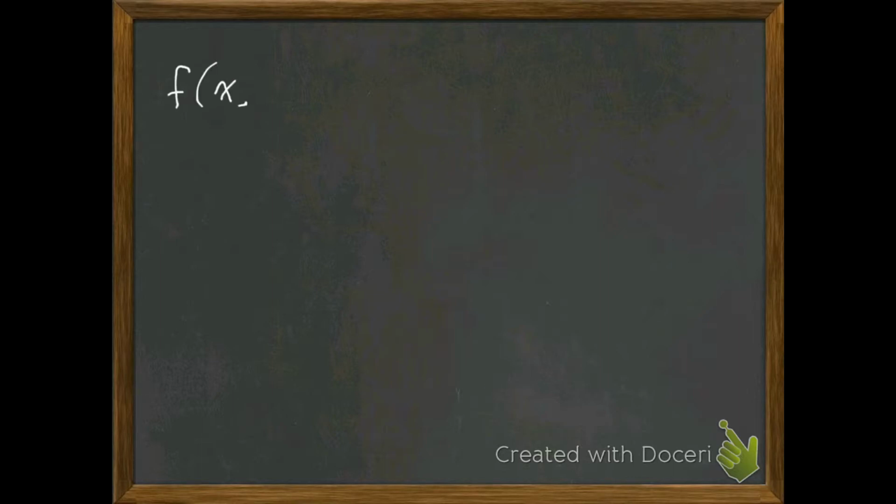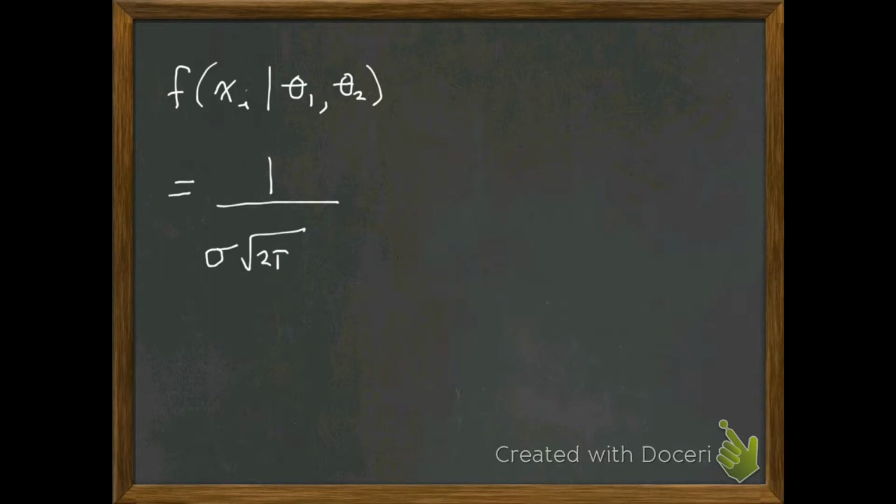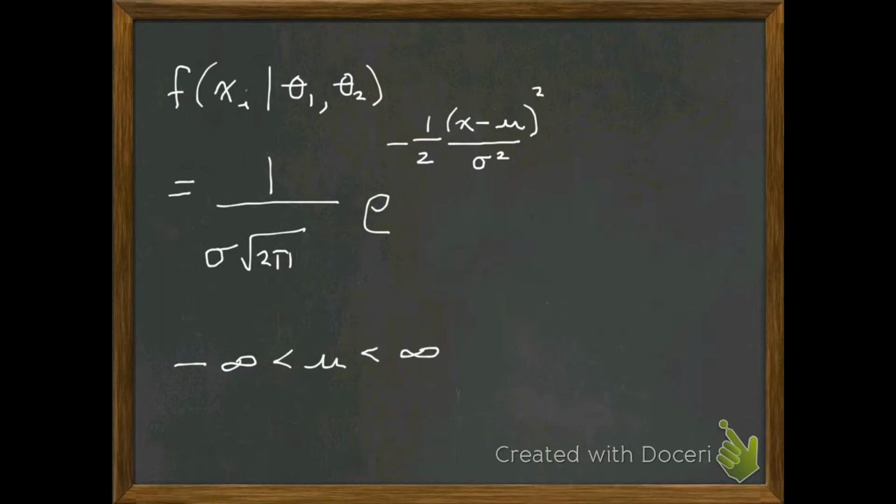So we're going to have f is going to be over this, and so let's talk about our parameters, our parameter space here. Guys, obviously mu can take this value, and standard deviation has to be greater than 0.